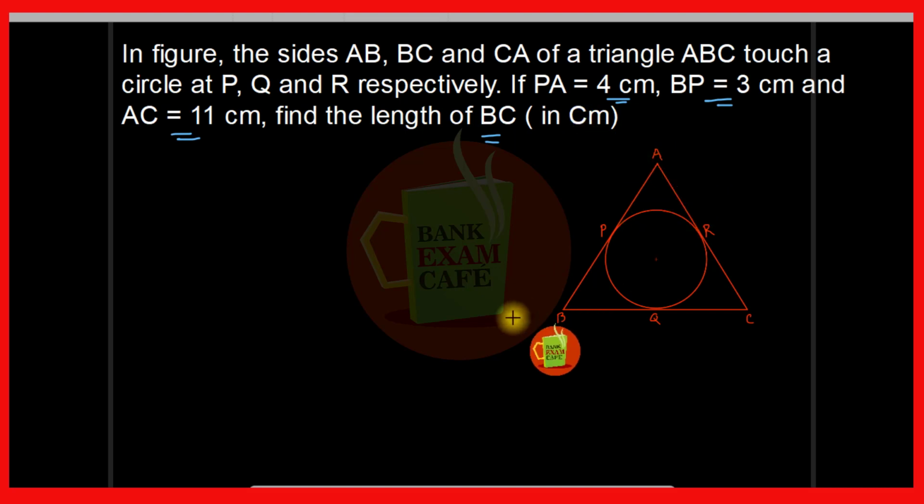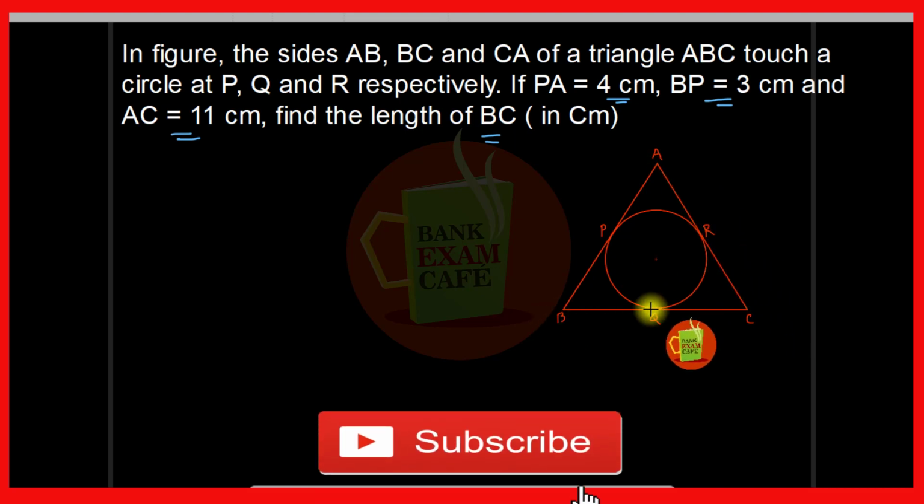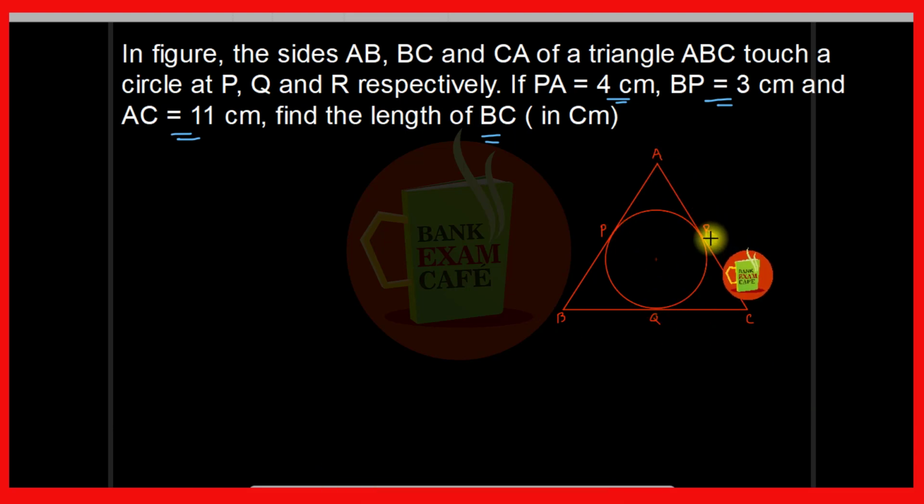Now friends, here it is given that AB touches the circle at point P, AC touches the circle at point R, and BC touches the circle at Q. And therefore AP and AR are the tangents drawn from the exterior point, and the tangents drawn from the exterior point are always equal. So we can write that AP is equal to AR. But it is given that AP is equal to 4 cm, and therefore AR will also be 4 cm.